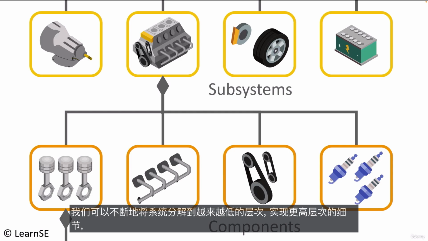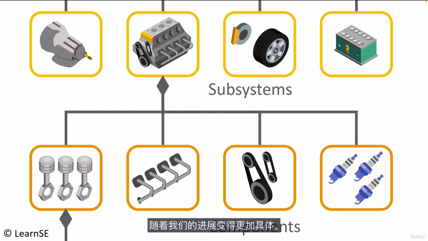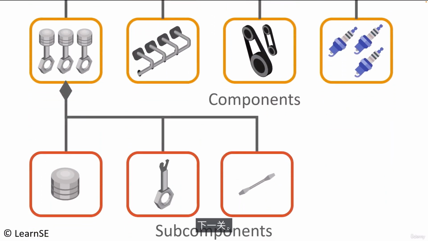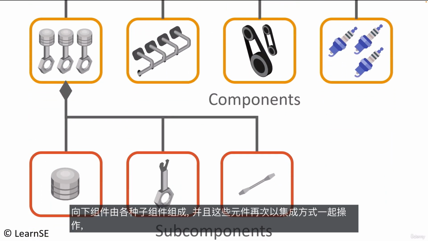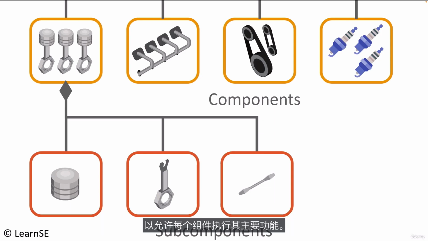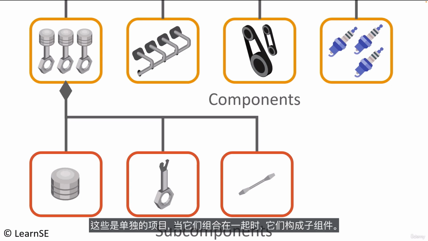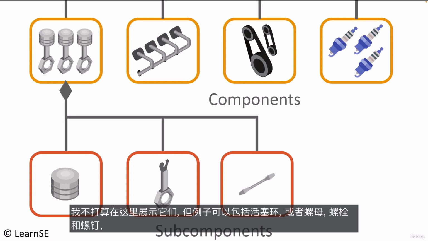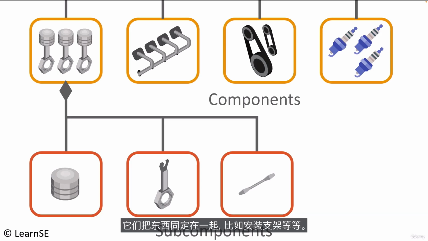We can keep decomposing our system to lower and lower levels, achieving greater levels of detail, getting more specific as we progress downward. In the next level down, components are comprised of various subcomponents, and these elements operate together in an integrated fashion once again to allow each component to perform its primary functions. At the bottom of our hierarchy are typically what are called parts. These are individual items that, when combined together, make up the subcomponents. I'm not going to show them here, but examples can include the piston rings or the nuts and bolts and the screws that hold things together, like mounting brackets and so on.